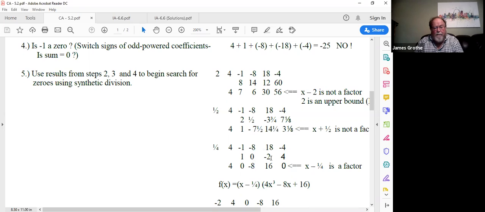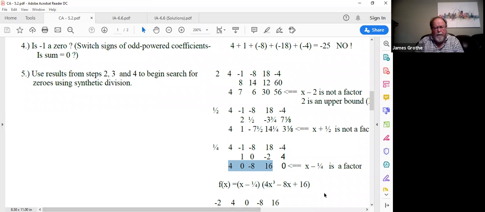18 and negative 2 gives me 16. I then multiply the 16 times the 1/4 and I get 4. And negative 4 and positive 4 give me 0, and that's what I like to see. I like to see that 0 at the end. It tells me that 1/4 is a 0 of this polynomial, and therefore x minus 1/4 is a factor. So finally, I get a 0, x minus 1/4, and its cofactor is 4x cubed minus 8x plus 16. Again, that comes from the quotient.